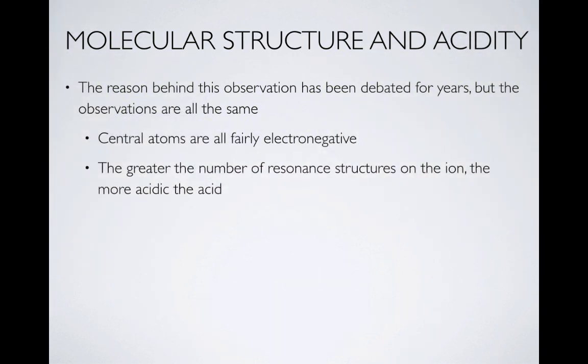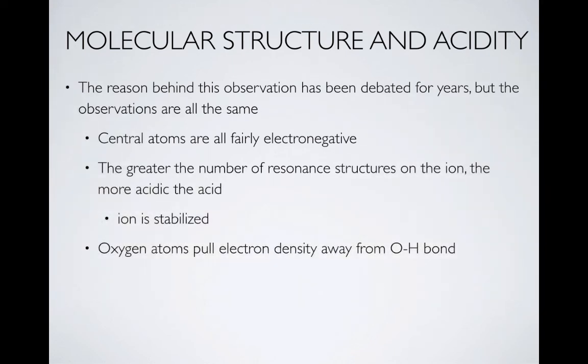And the greater the number of oxygens that are on that central atom, the greater the number of resonance structures that can exist on the ion, and the more acidic the acid tends to be. And one of the reasons they think that may be is that these resonance structures, if you remember those when you're doing dot structures, stabilize that ion. The more ways that you can distribute a charge on there with resonance stabilizes that ion, and the more stable it is, the more likely it is to exist.